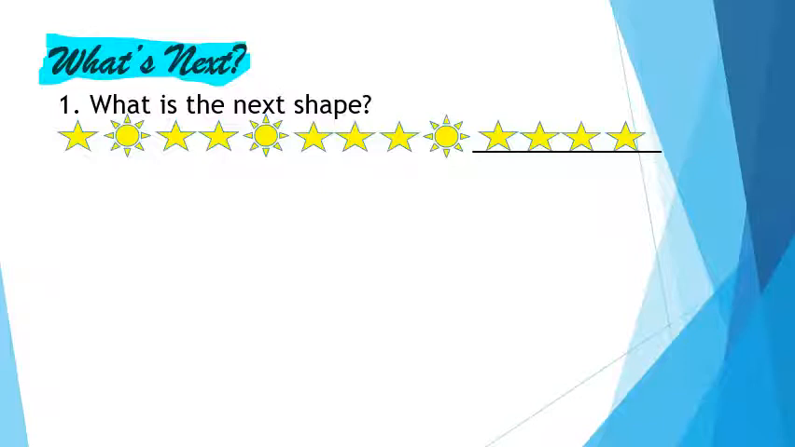Sa una, meron tayong isang star, followed by isang sun. Next, yung isang star na this time na dalawa. Isang sun ulit. Okay, dito, meron na tayong tatlong star. Sun ulit. Then, eto na, 4. So, we have 1, 2, 3, 4.